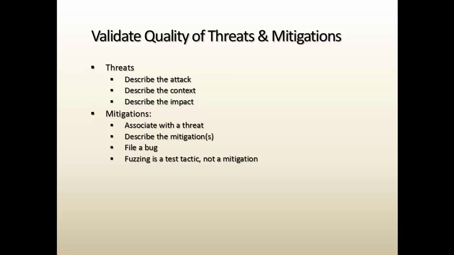So as it says, for each threat you want to describe the possible attack, the context in which it will be given, the impact of the threat. For the mitigations, you want to describe how you're going to mitigate. You want to file security bugs, so you've got some kind of a written proof of what's happened, etc. And as it says there, fuzzing is a way of testing mitigation strategies. It's not a mitigation in itself.